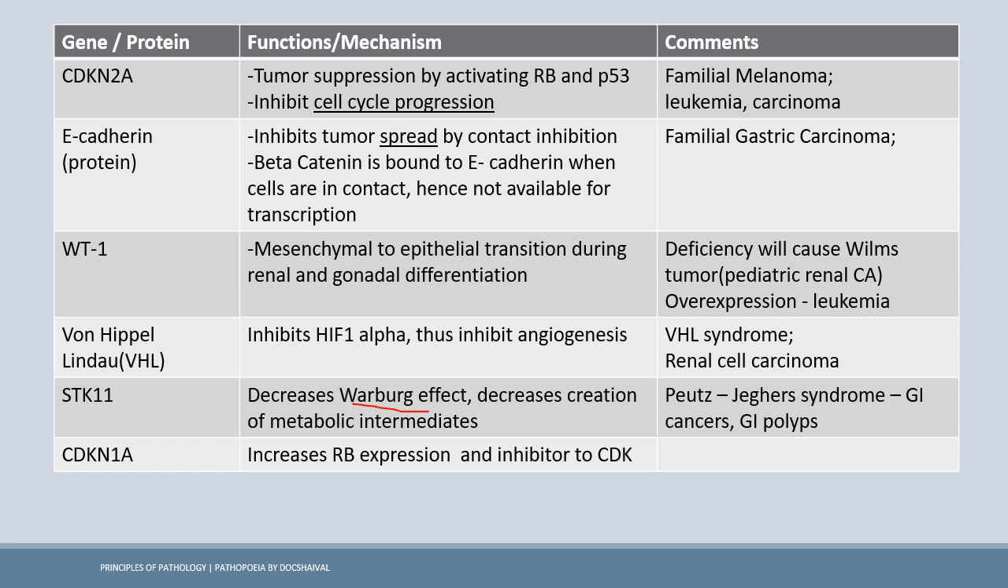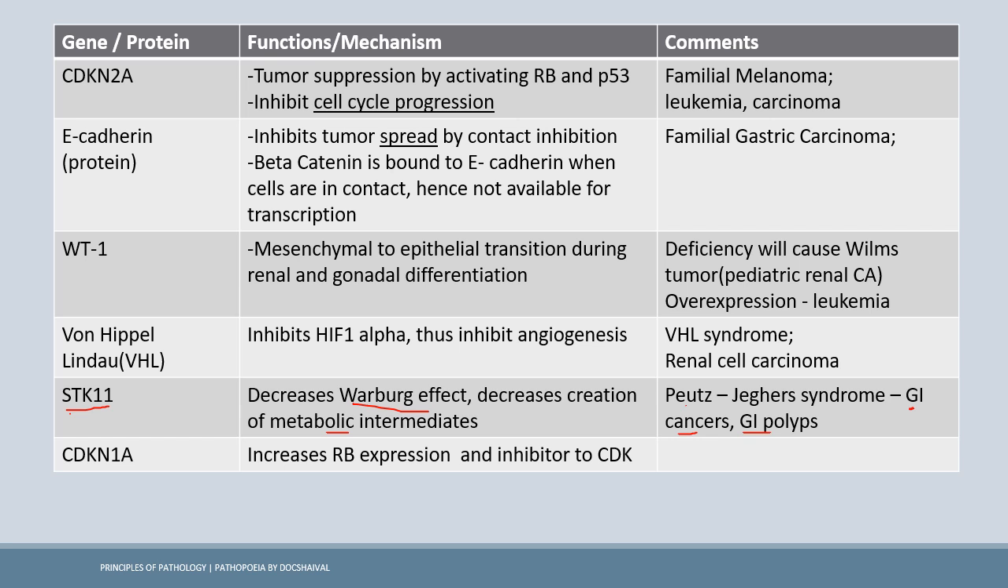Okay, so this is the Warburg effect, and STK11 normally decreases the Warburg effect. And if it decreases the Warburg effect, it means there are less metabolic intermediates, or I can say there is less carbon skeleton. And if less carbon skeleton is present, then obviously if there are no building blocks, how will the cell multiply? And that prevents the tumor, because without these building blocks, the cell cannot make the new cells. Now the familial problem with the STK11 defects is Peutz-Jeghers syndrome, that has increased risk of GI cancer or GI polyps.